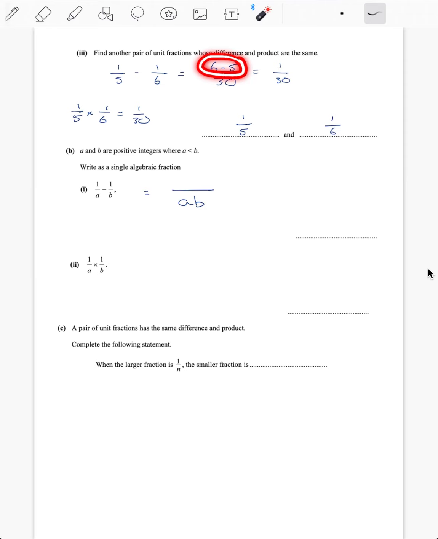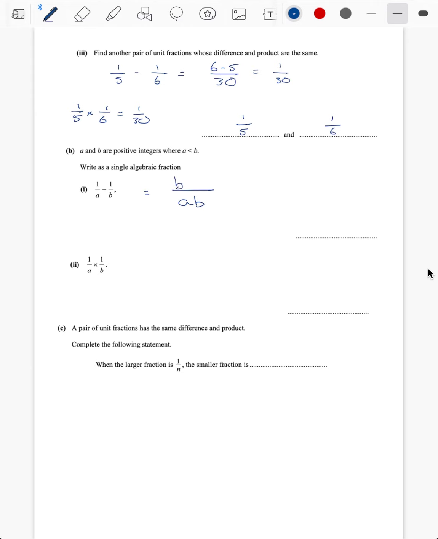If the A is here, the A is here, the A is here, in terms of A and B, this calculation is actually B minus A, isn't it? So I can write this as B minus A. And actually that can't be simplified, so that's what I'm going to write: B minus A over A times B. And then for part 2, it's just, well, 1 times 1 is 1, and A times B is AB.